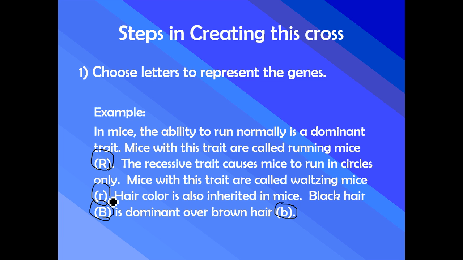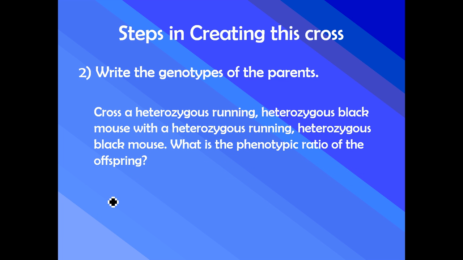Once you've determined your letters, which we had already done here, you then need to determine the genotypes of the parents. So most of the time a problem will give you what the genotype is in words, and you have to figure out what it is in letters. So if an organism is heterozygous, that means that one letter is capital and one letter is lowercase. So heterozygous running means that it has one big R and a little r. If it's heterozygous black, that's big B, little b.